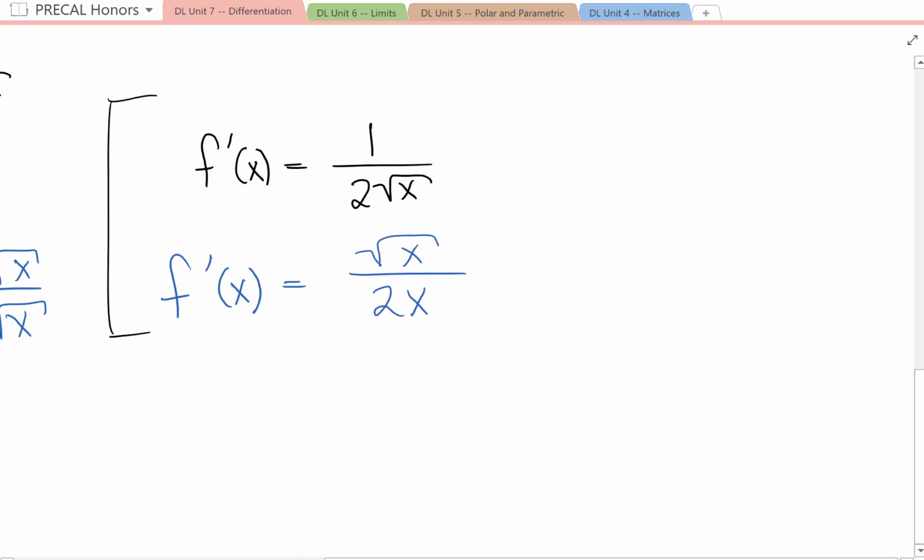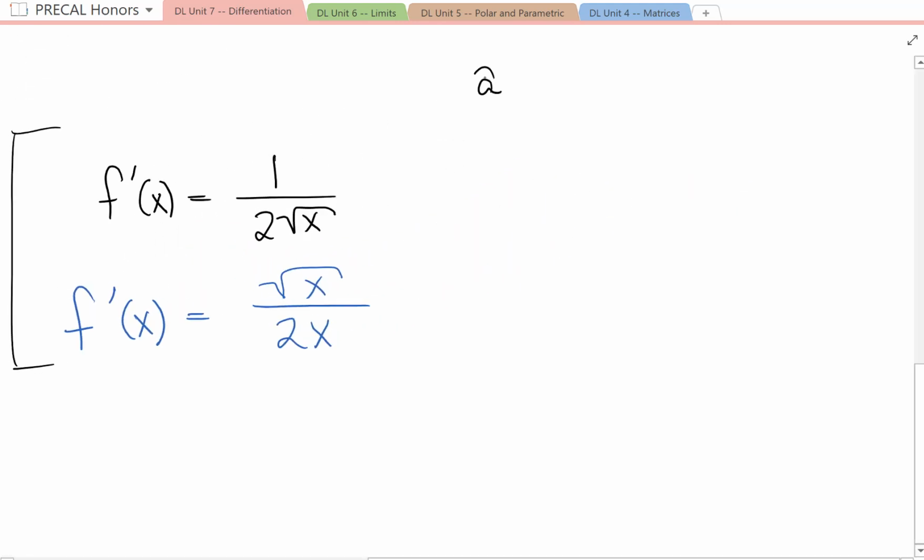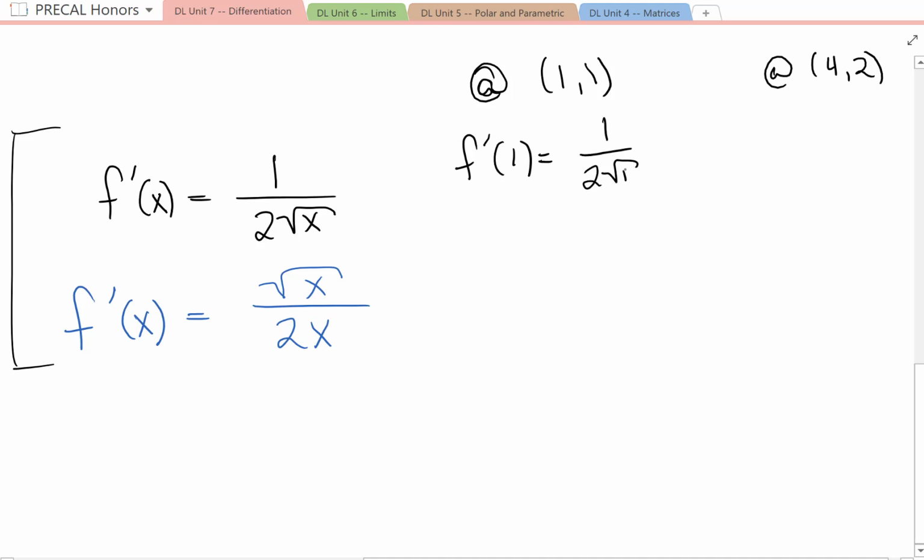So for this function, we're going to plug in 1, and we're going to plug in 4. I'm going to use the one that's unrationalized, just because it seems like less work to do. Okay, f prime of 1 is equal to 1 over 2 times the square root of 1. That is 1 over 2 times 1. So it appears as though the slope at (1, 1) is 1/2.